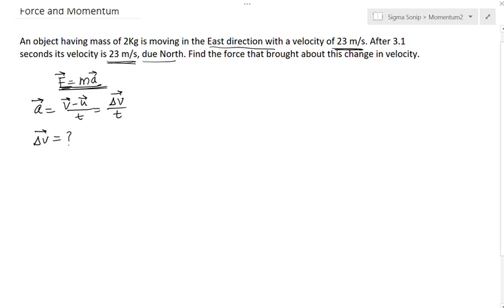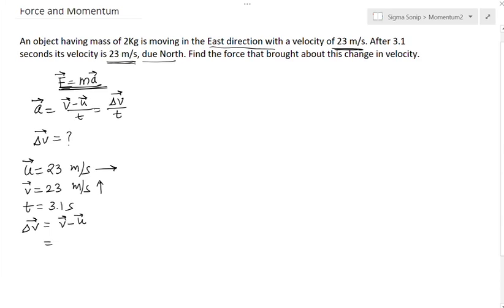I forgot to mention that we need to always list the quantities that are given. That's the first thing you do, and I'm going to mention the quantities now. u is 23 meters per second, and this is moving in the east direction, so I'll show it like this. v is equal to 23 meters per second, and because it is moving in the north direction, I will show it like that. And t is equal to 3.1 seconds, and I need to find delta v first, which is v minus u.